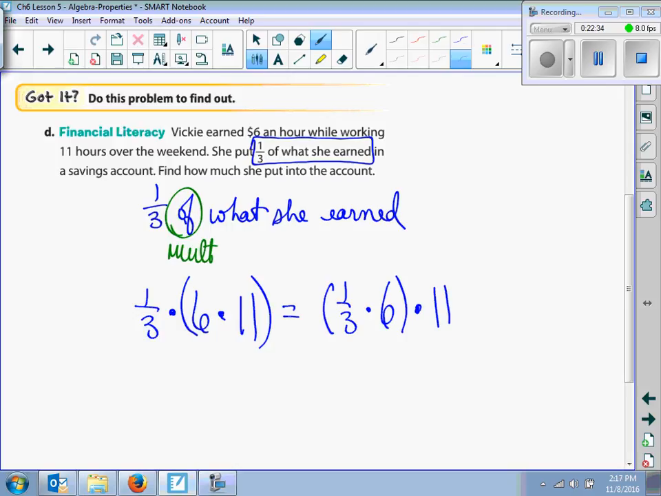So now, 1/3 times 6. And remember, multiplying times 1/3 is the same thing as dividing by 3, right? So this is going to be equal to 2 times 11, which is equal to 22. 22 what? Dollars. $22.